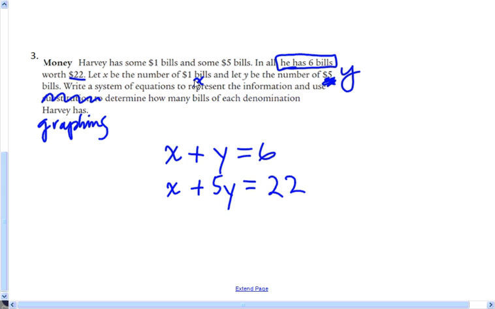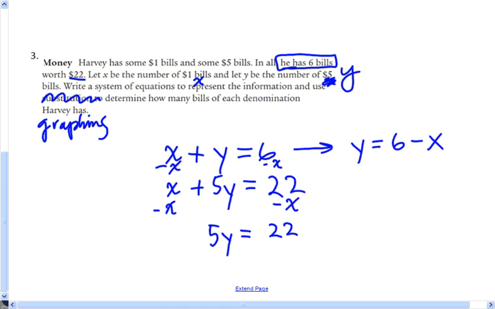And we're going to use graphing to solve this. You can do it one of two ways. If you had graphing paper, you could find the intercepts and graph it that way. I think we're going to use a graphing calculator, though, which means we need to solve each of these equations for y. So let's do that right now. To solve this one for y, we just need to subtract x from both sides. So y is equal to 6 minus x. And to solve the other one for y, we're going to subtract x also, which gives us 5y is equal to 22 minus x. And we're going to divide by 5.